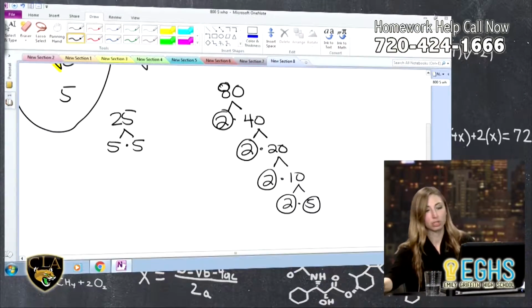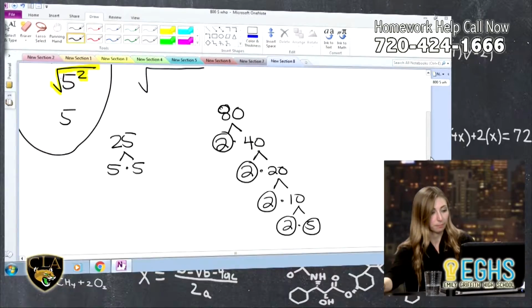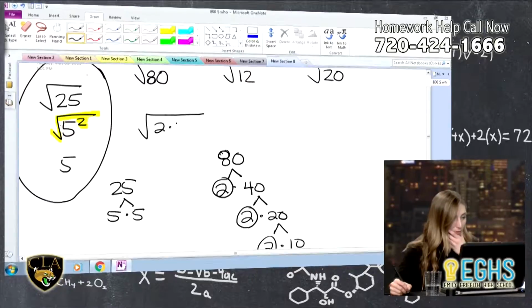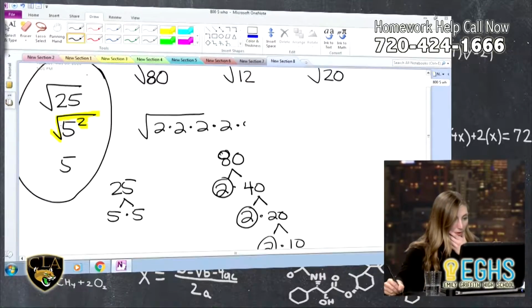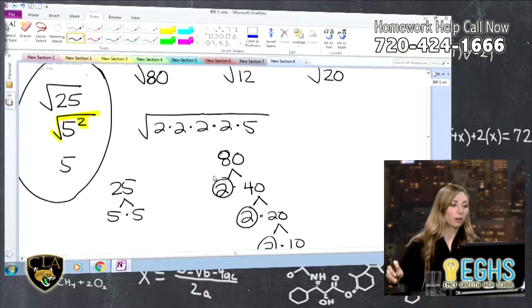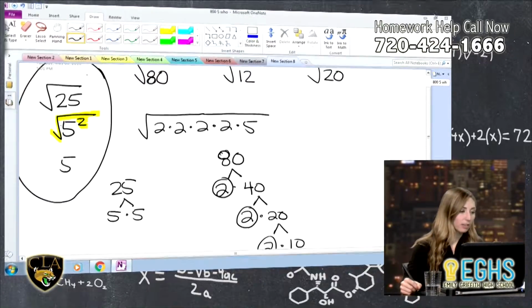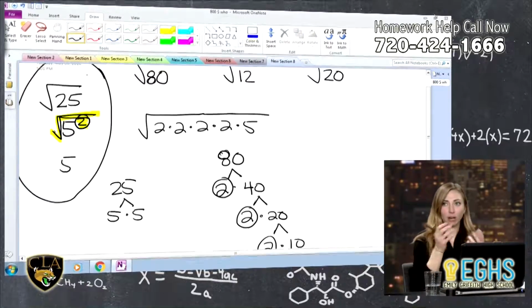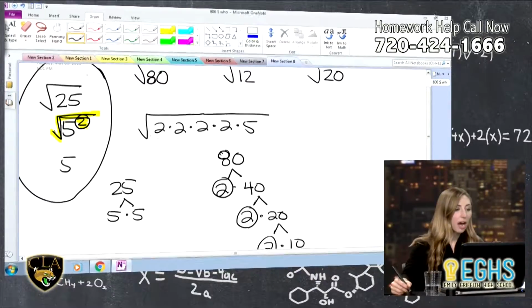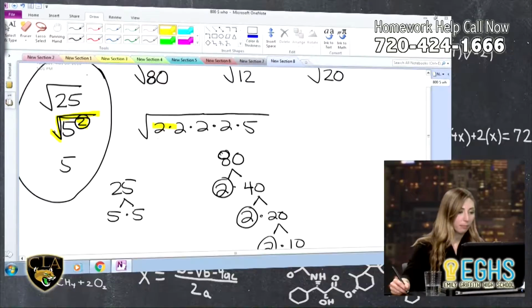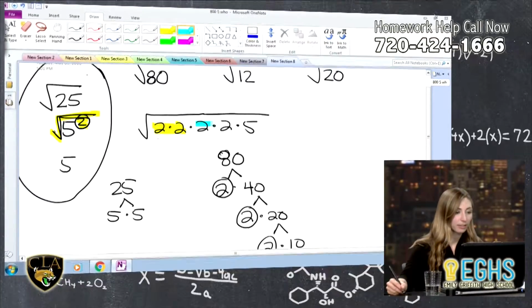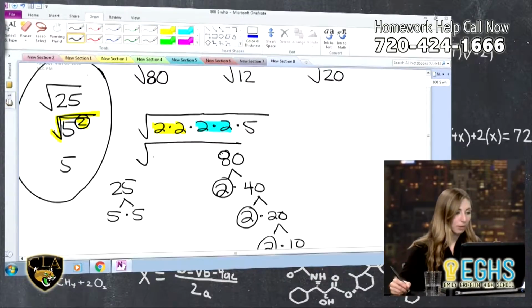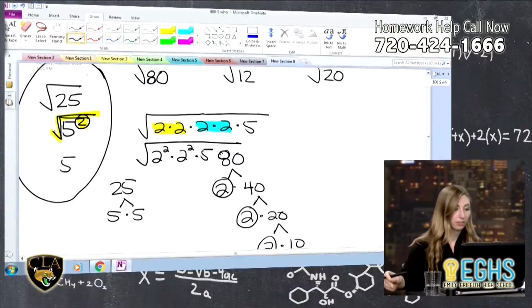So instead of writing the square root of 80, we could call it 2 times 2 times 2 times 2 times 5. Does that make sense? Yeah. Because a square and a square root undo each other, an inverse operation effect, I want to take any pairs of factors that I can write as something squared. So we'll call this 2 squared times 2 squared times 5. Does that make sense?